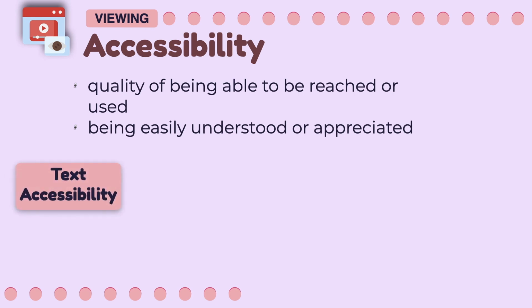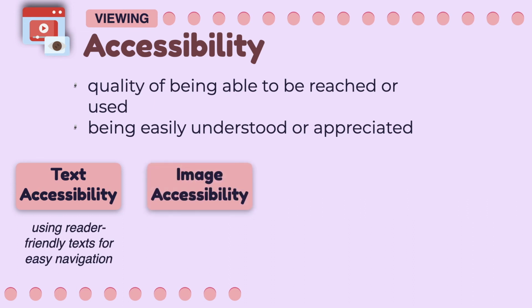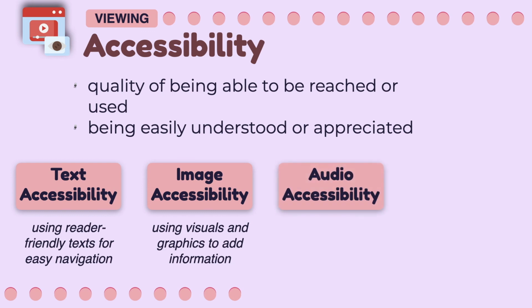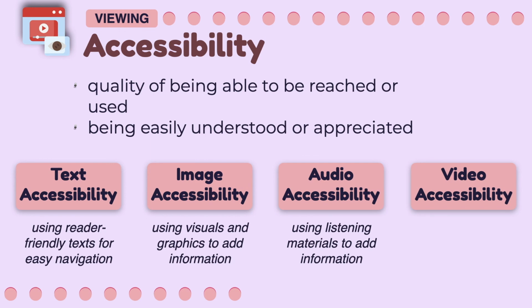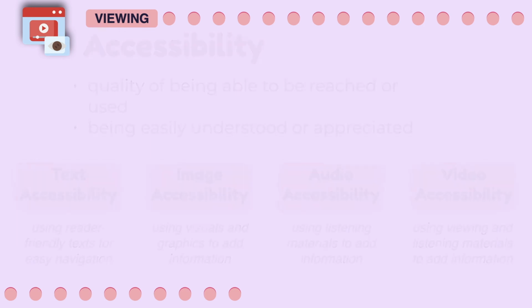Text accessibility is using reader-friendly text for easy navigation. Image accessibility is using visuals and graphics to add information. Audio accessibility, using listening materials to add information. And video accessibility is using viewing and listening materials to add information.